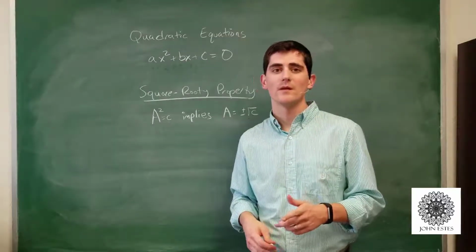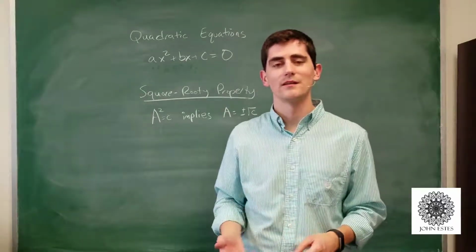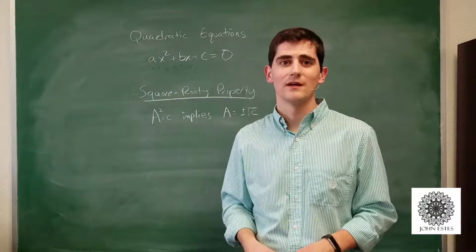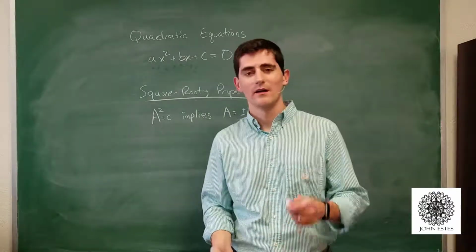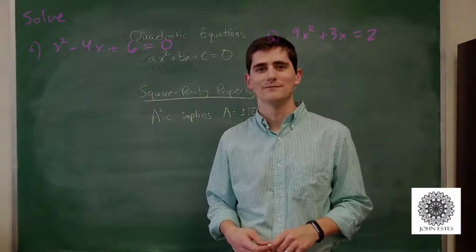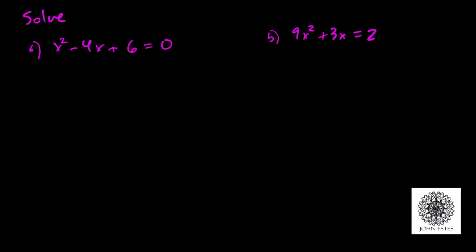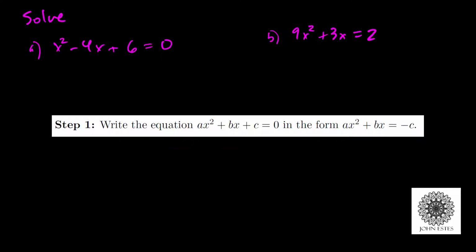The square root property also helps us employ another technique to solving quadratic equations, and this is called completing the square. And I'm going to show you how that works as well. I'm going to show you how to complete the square with these couple of examples, and there's a process to doing this. Step one of the process is that you have to write the equation ax squared plus bx plus c equals 0 in the form ax squared plus bx equals negative c. In other words, you take your constant over to the other side.